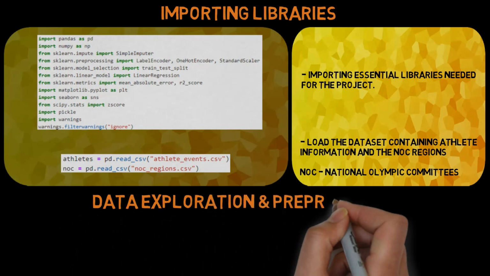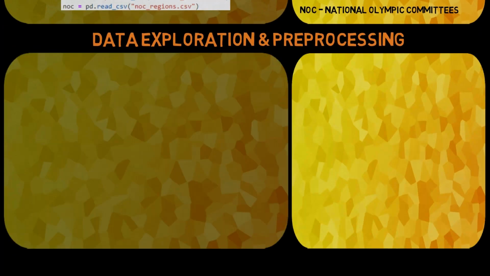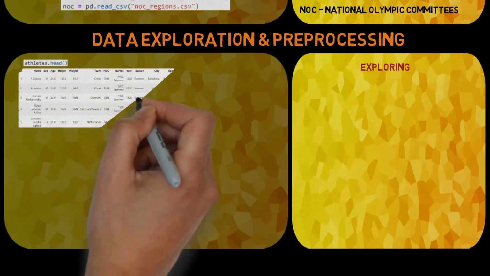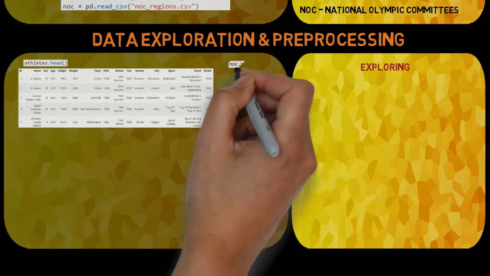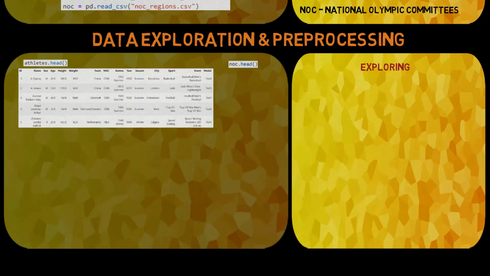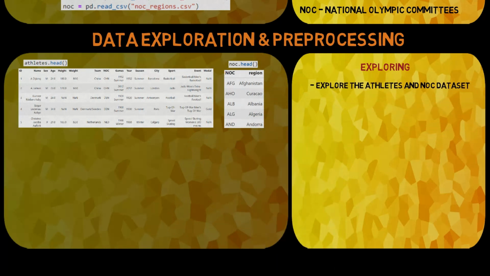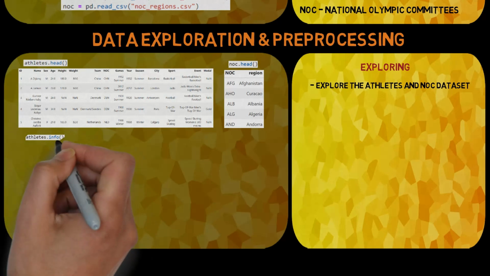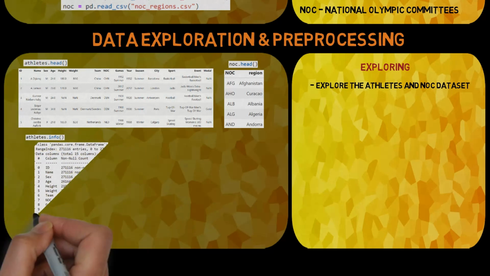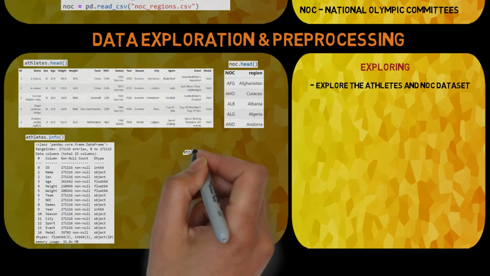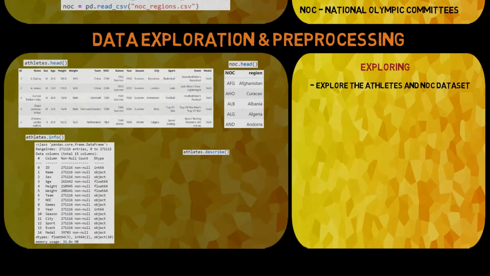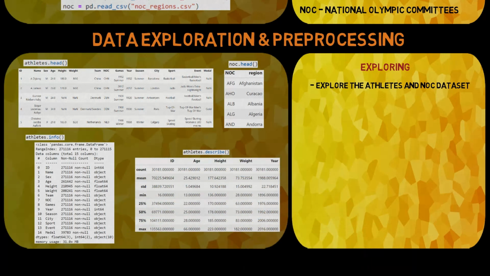Data exploration and pre-processing. Explore the athletes and NOC dataset. To get a good grasp of the data, we first obtain a concise summary of the athlete's data frame with the info function, and then a statistical summary using the describe function. These steps help us understand the structure and content of our dataset.